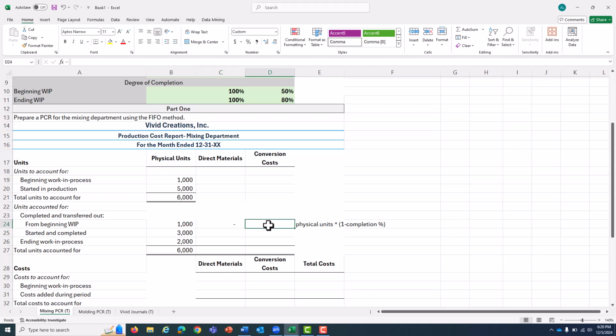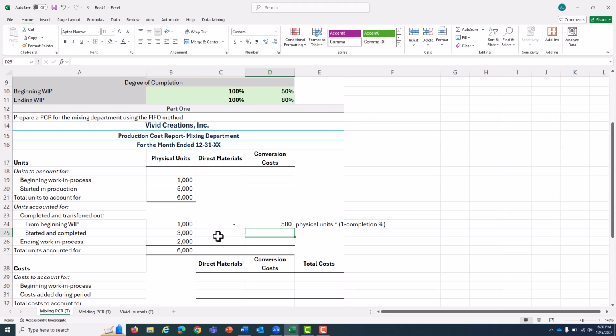What about over here for conversion costs? Same formula. We take our physical units, we multiply it by 1 minus the completion percentage that we started with, which was 50%. So they're half done. We had to finish them the other half of the way. And for the same amount of cost it took to finish these units half of the way, 1,000 units, we could have made 500 batches of crayon mixture from start to finish. So that's our equivalent units of production from beginning WIP for conversion costs.